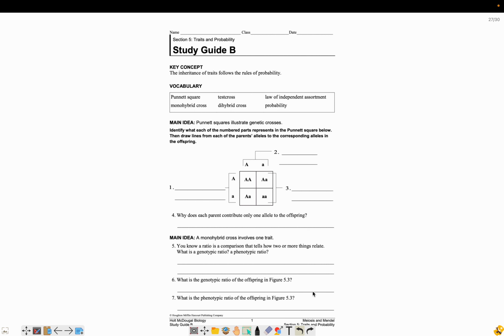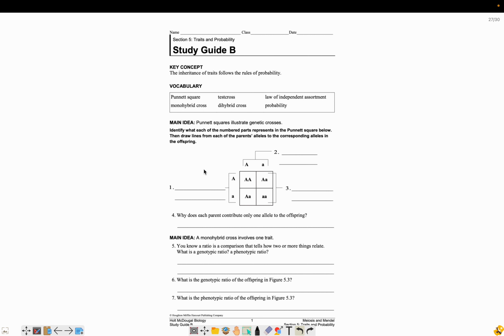All right, study guide B. Looking at this one, pretty much all you gotta do is get these words up here and fill it in. If you don't know anything about genetics, I would go back and watch the video from last class. But if you have a little bit of knowledge, you'll do just fine on this one. And also, I'm gonna help you.